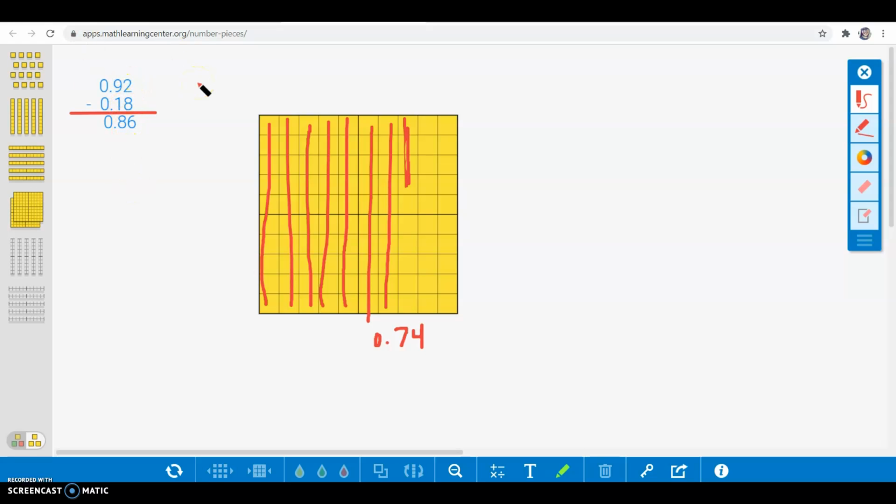So I think what would have helped the student is to write it out horizontally, like 0 and 92 hundredths minus 0 and 18 hundredths. So then maybe they would see, okay, I'm subtracting 92 minus 18 versus looking at it as 2 minus 8 and 9 minus 1. So then you don't have to do carrying over or anything like that. You could just focus on subtracting 92 minus 18, and then they could use a manipulative or figure it out whatever way works best for them.